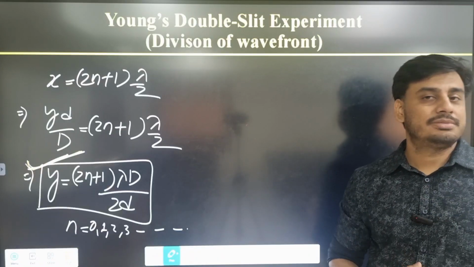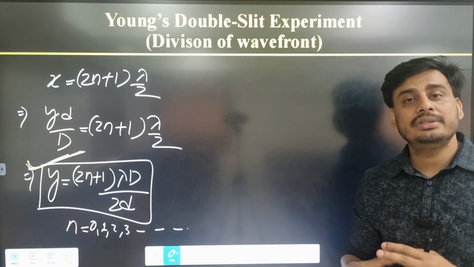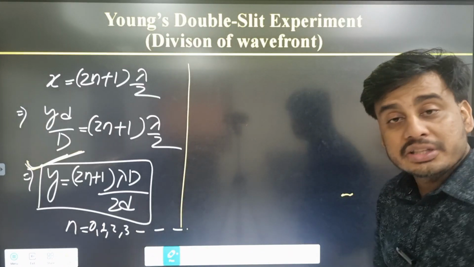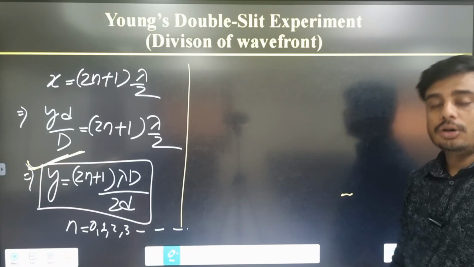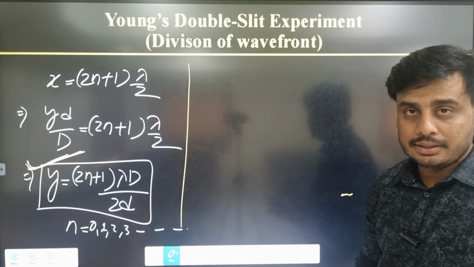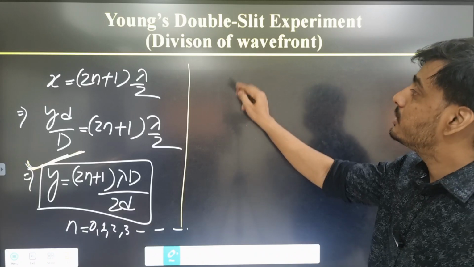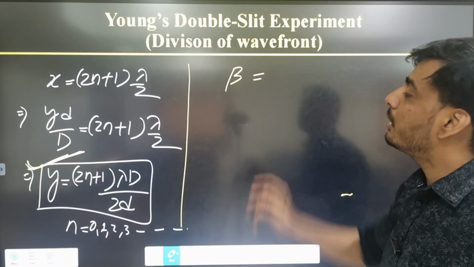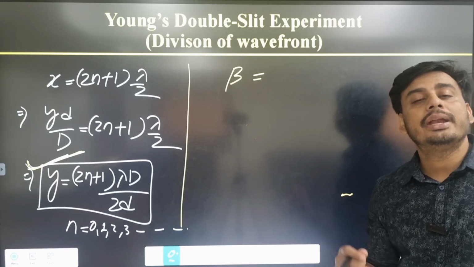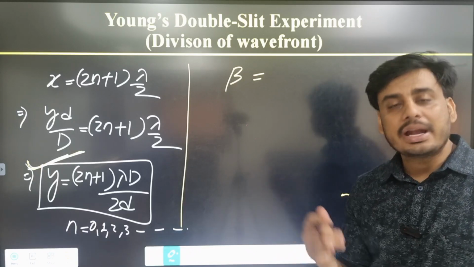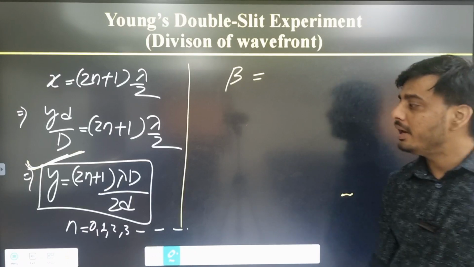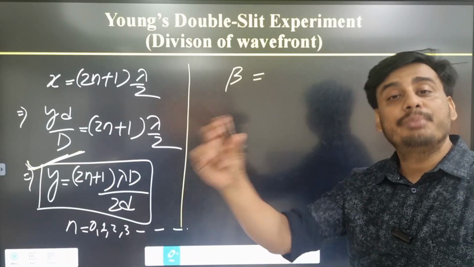In Young's double slit experiment, we get the dark fringes and bright fringes in alternate way. So the distance between any two consecutive dark points or any two consecutive bright points is known as fringe width. Fringe width is denoted by the symbol beta. So let's calculate what will be the expression for beta here.